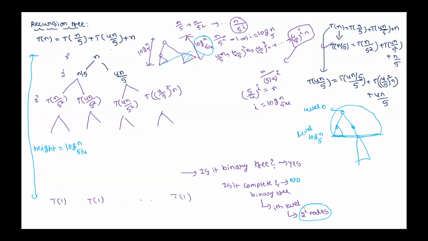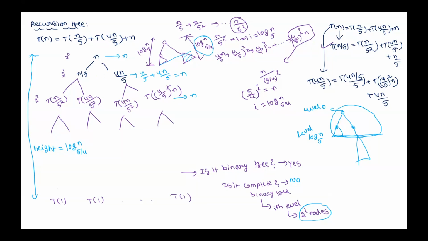Now each level, what is the amount of work we are doing? 0th level, n. First level, how much are we doing? n by 5 plus 4n by 5. Again it is 5n by 5, which is the same as n. At every level we are doing n. Here also, if we calculate this, we will get n.